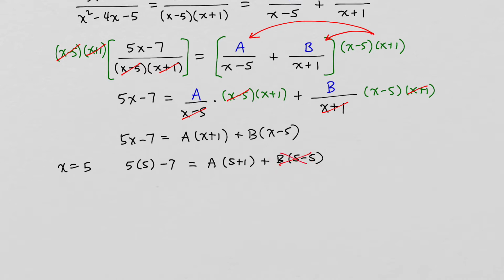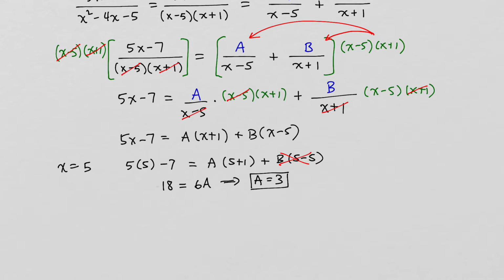So this goes away. And what we end up with, on the left-hand side, we have 25 minus 7 is 18. And on the right-hand side, we have a times 6, which is 6a. And if you solve for a here, you get a is equal to 3.